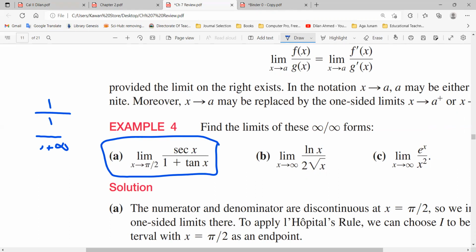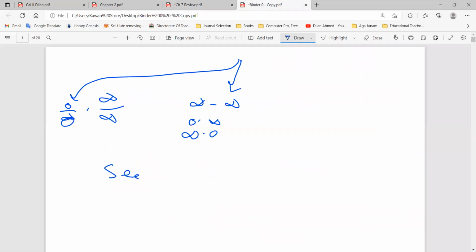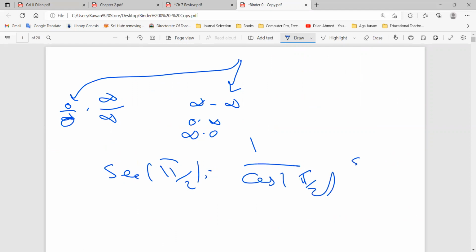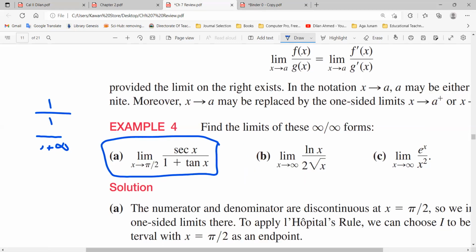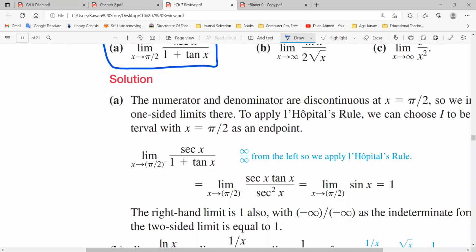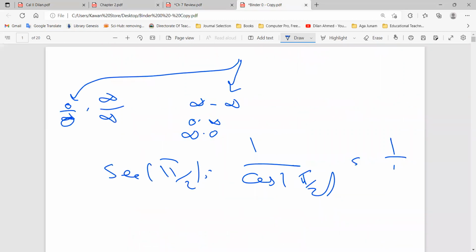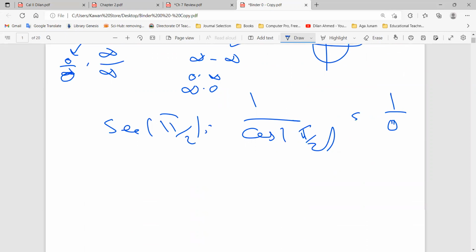Secant is equal to 1 over cosine. So secant of pi over 2 is equal to 1 over cosine of pi over 2. Cosine of pi over 2, is it 1, right? Let me check. This point, pi over 2, is 0 and 1, so cosine is 0. So it's equal to 1 over 0. Understood. So I will get infinite.